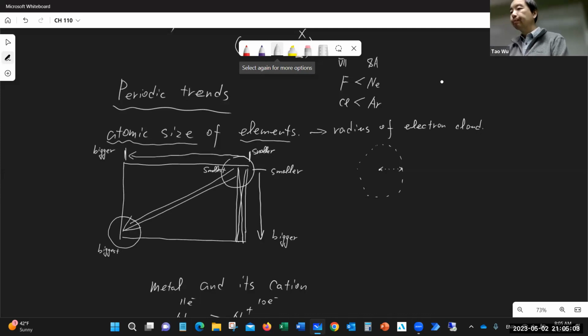From right to left is also smaller to bigger. But atomic size usually does not include the noble gas, because a noble gas is usually bigger than fluorine. So if you're talking about the smallest size, that probably is fluorine. Okay, fluorine is the smallest. Or helium. Helium is the smallest size.